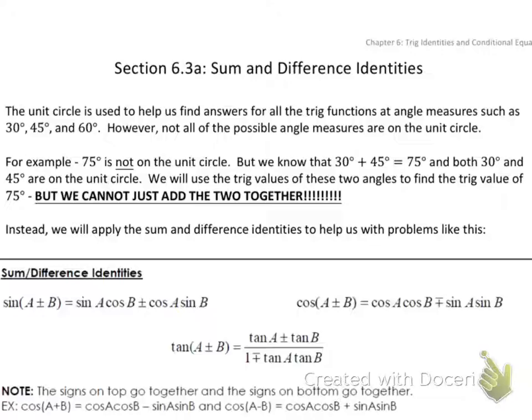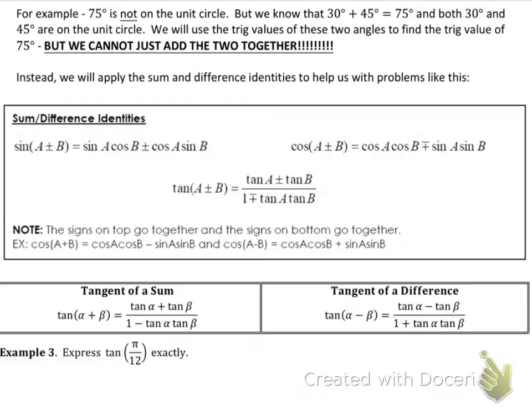And it just so happens that 30 plus 45 equals 75. Well, we're going to use this fact today to figure out what an angle of 75 actually equals. The problem is we can't just add the two things together. We can't just find our sine at 30 degrees and our sine at 45, add those two numbers together and have our answer. Instead, we have these identities.